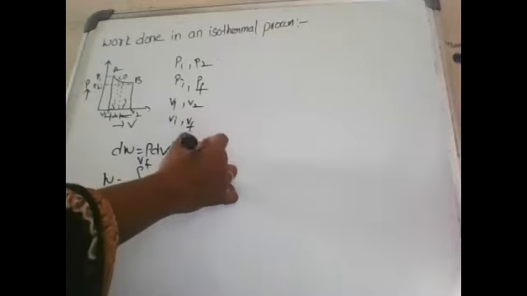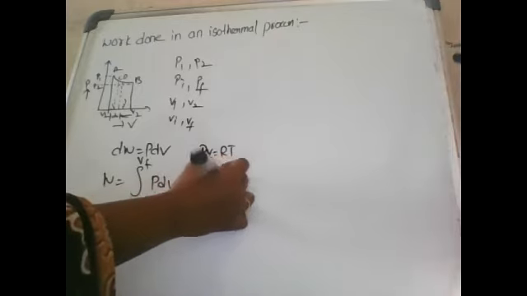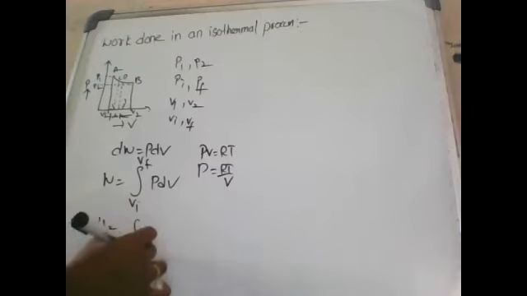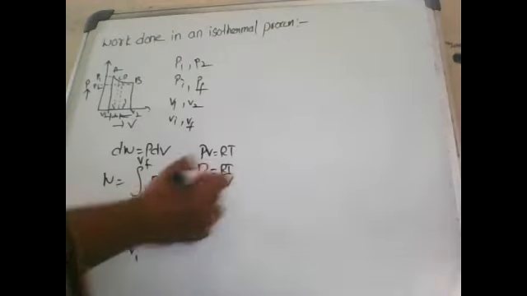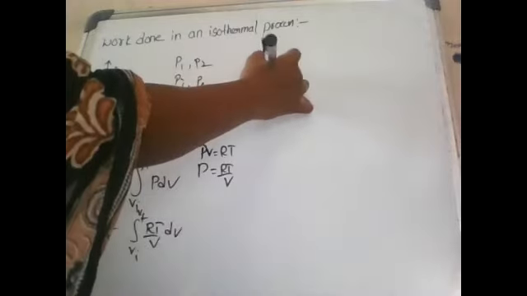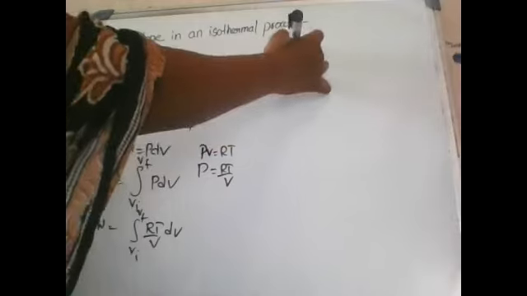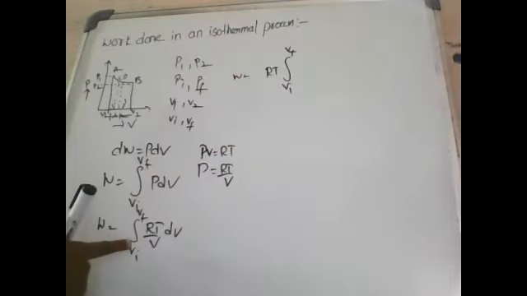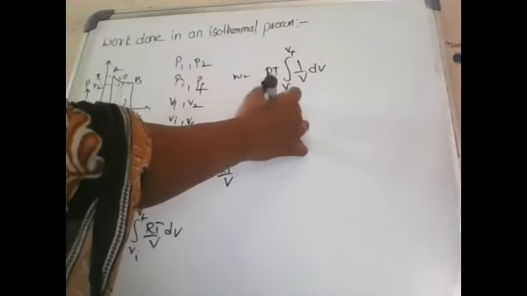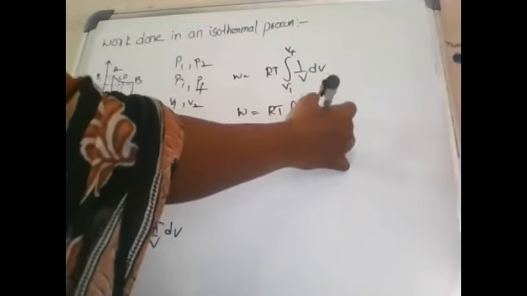So already we know that PV equal to RT. So then P equal to RT by V. Substitute this value in the equation. W equal to integration VI to VF, in P place we write RT by V into dV. So RT is constant. W equal to RT integration VI to VF of 1 by V into dV. So then W equal to RT log VF by VI base e.